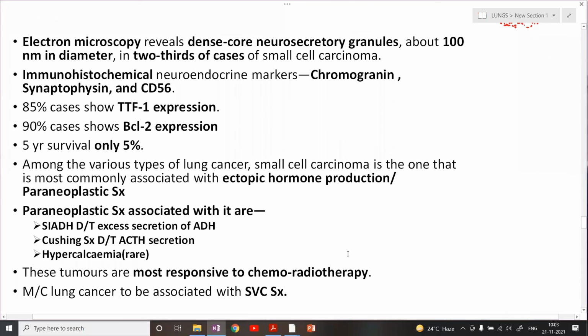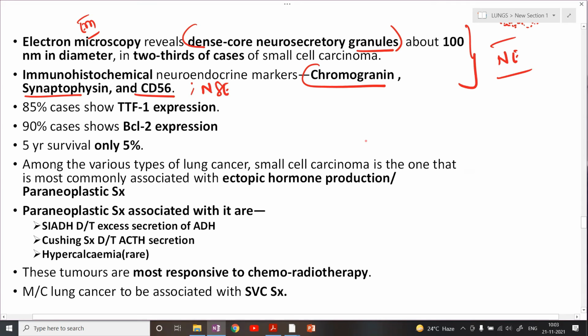Now, electron microscopy. These features are true for any neuroendocrine tumor. Any neuroendocrine tumor anywhere in the body will reveal dense core neurosecretory granules by electron microscopy. The immunohistochemistry markers are chromogranin, synaptophysin, CD56, and neuron-specific enolase. These are the 4 important neuroendocrine markers which are positive for any neuroendocrine tumor. But there are certain very important markers of small cell carcinoma of the lung. Approximately 85% of small cell carcinomas also show TTF1 expression.